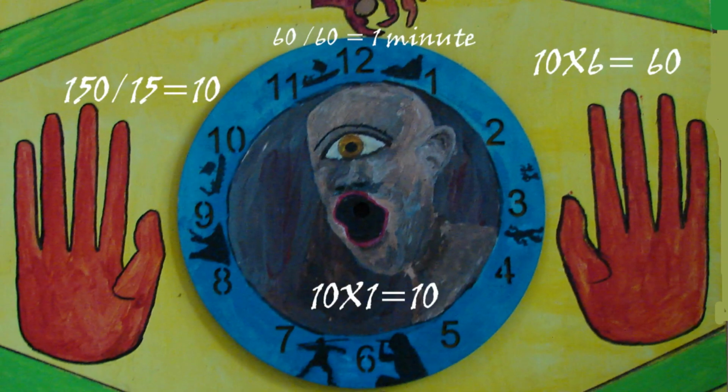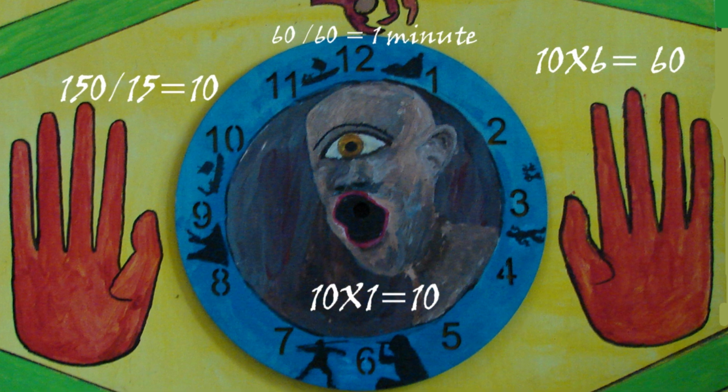If a hiker weighs 150 pounds and is carrying a 15-pound pack, on average, it will add 10 minutes to a 10-mile hike. The equation: 150 pounds divided by 15 pounds equals 10. 10 times 6 equals 60 seconds, 1 minute. 10 times 1 equals 10. So by using this formula, we know an extra 10 minutes will be added to our hiking goal.